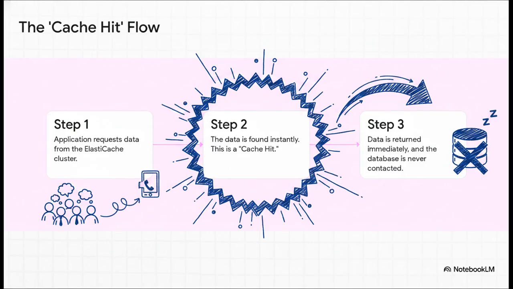Now, what about the next customer? And the 399,999 customers after that? Well, their requests go to ElastiCache, and this time, bam, a cache hit. The data is sitting right there, ready to go. It gets returned in under a millisecond, and the expensive database is never bothered at all. It just gets to relax.